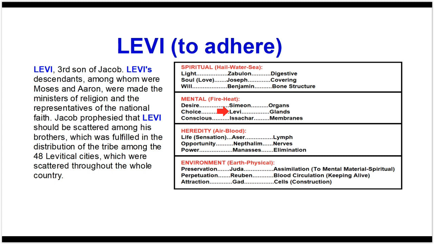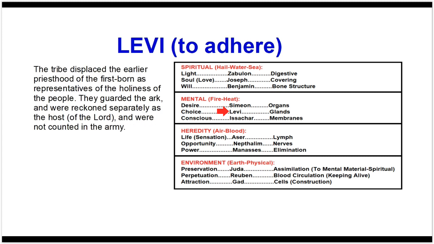Jacob prophesied that Levi should be scattered among his brothers, which was fulfilled in the distribution of the tribe among the 48 Levitical cities, which was scattered throughout the whole country. The tribe displaced the earlier priesthood of the firstborn, as representatives of the holiness of the people. They guarded the ark, and were reckoned separately as the host of the Lord, and were not counted in the army.